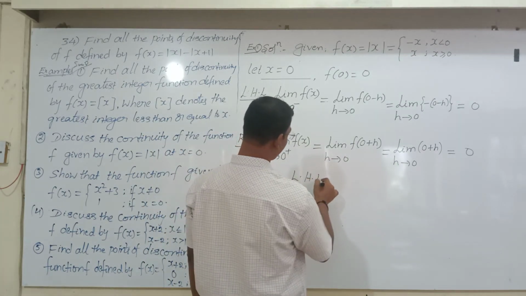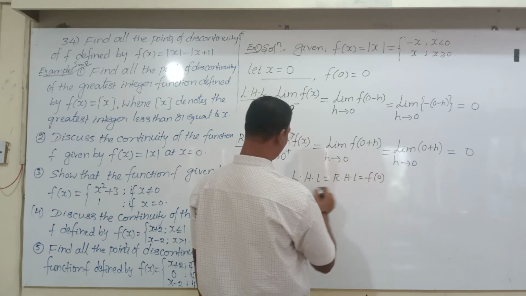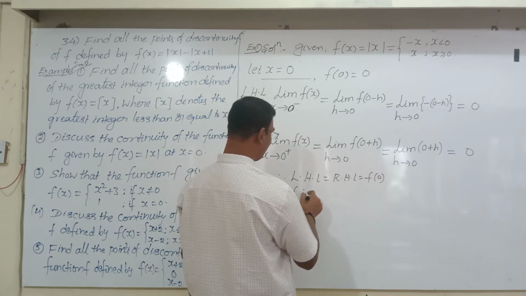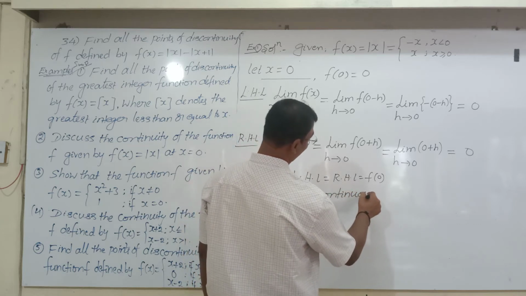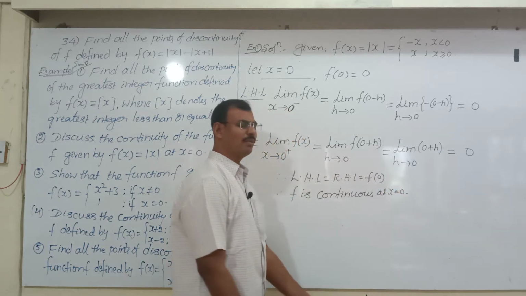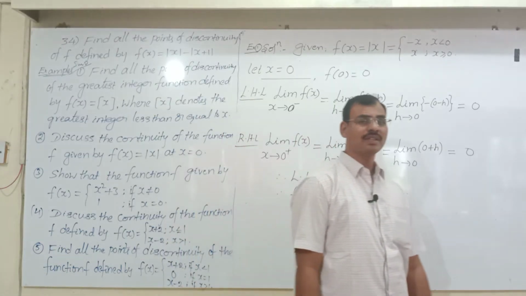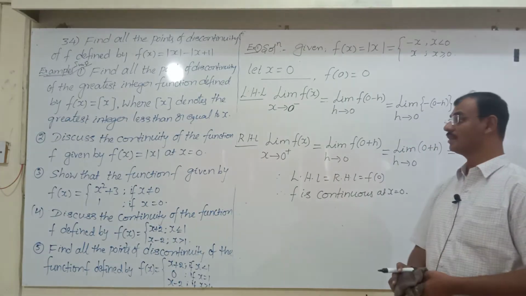Therefore, LHL is equal to RHL is equal to f of 0. Hence, f is continuous at x is equal to 0. So the mod x function is continuous everywhere. Remember that one. It is also an important question.